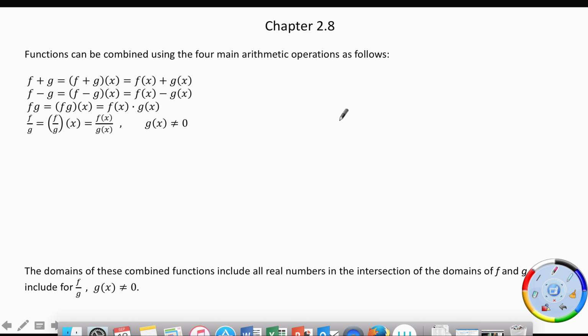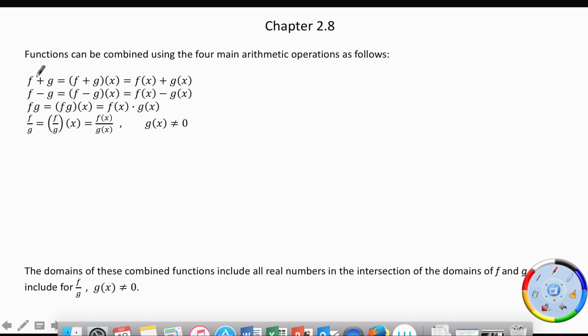Chapter 2.8 is function operations. Now that we know what functions are, we can talk about operations that we can perform on our functions. One thing is we can combine functions using the four main arithmetic operations: adding, subtracting, multiplying, and dividing.